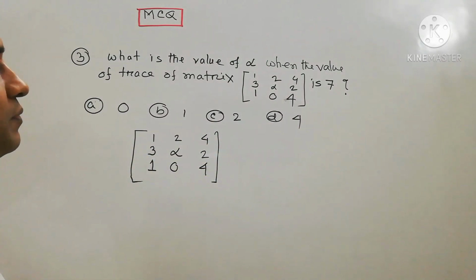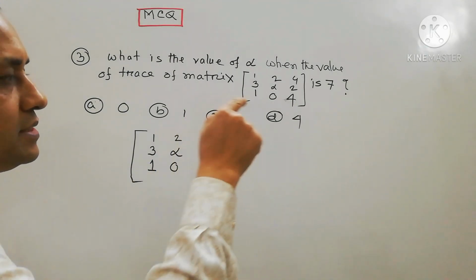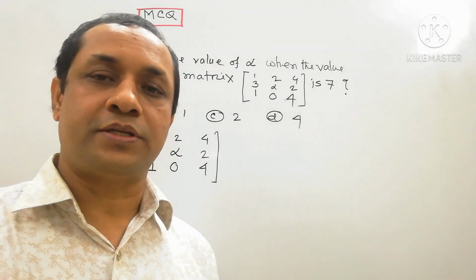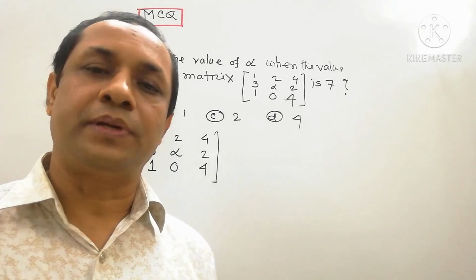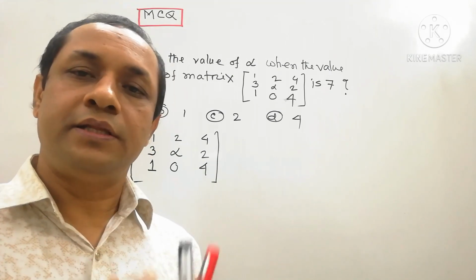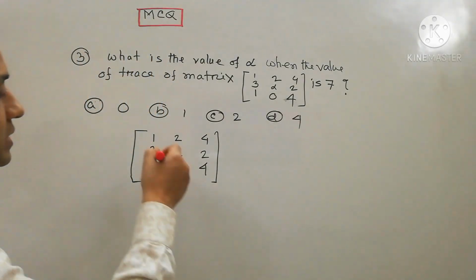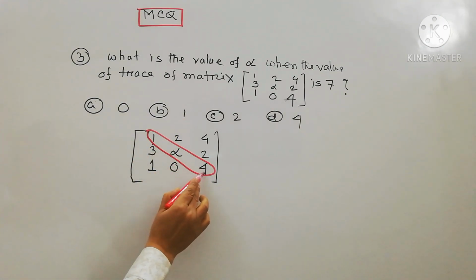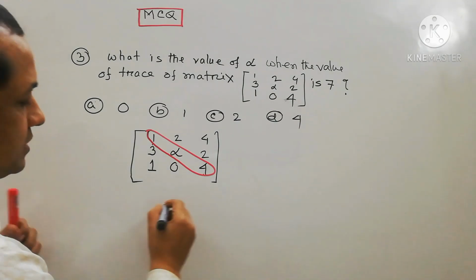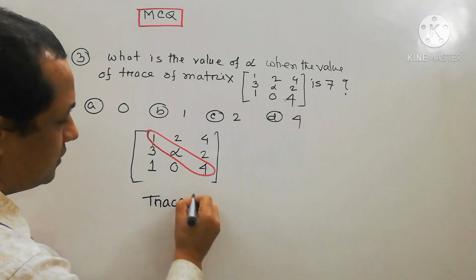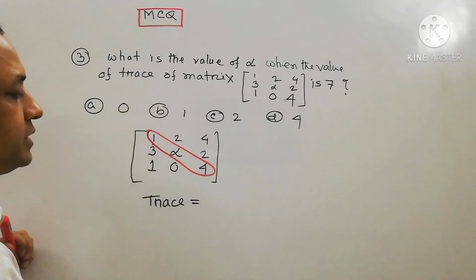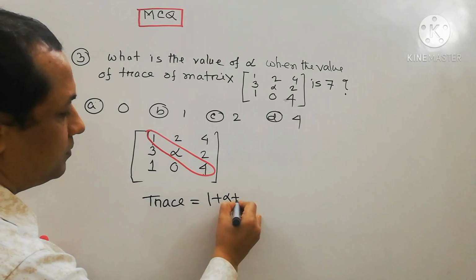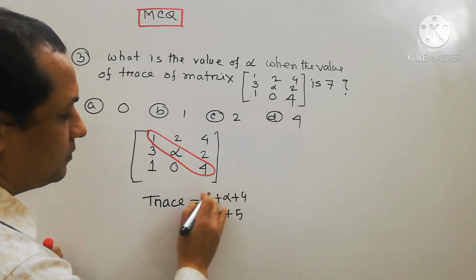So the trace of A is 7. Students, what is the trace of a matrix? It is the sum of all entries in the principal diagonal. Here the entries of the principal diagonal are 1, alpha and 4. So the trace of a matrix equals the sum of all entries in the principal diagonal, 1 plus alpha plus 4. So alpha plus 5, since 4 plus 1 is 5.